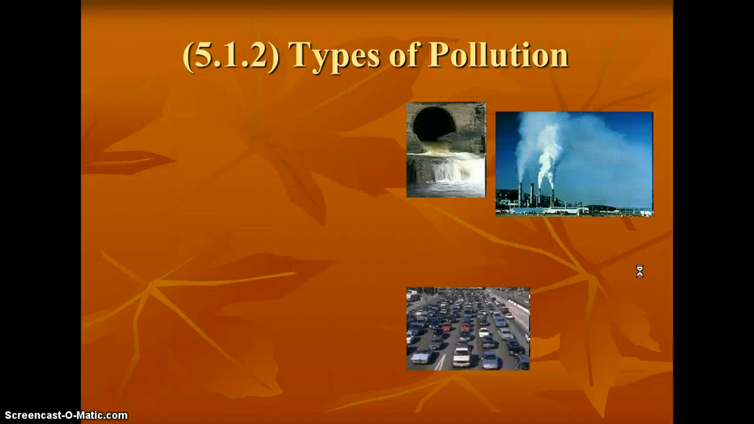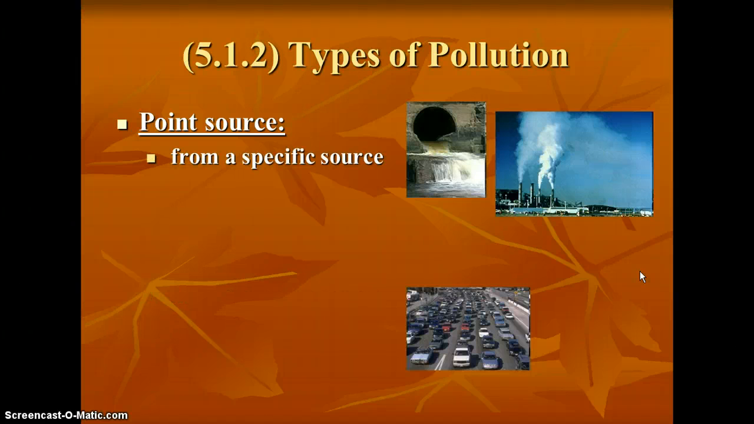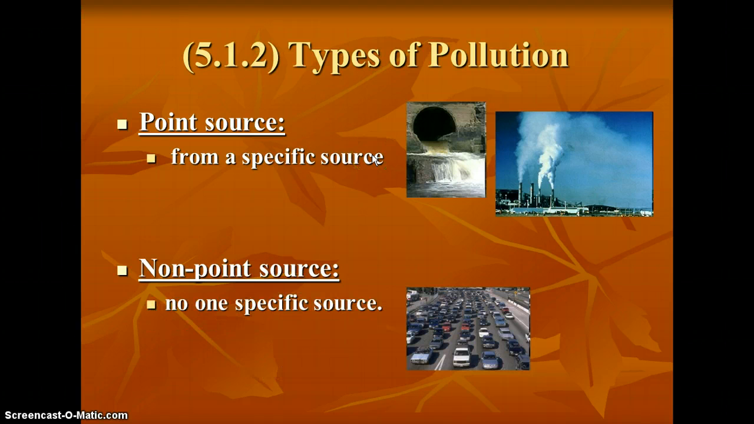All right, let's next talk about the two major categories of pollution. There are point source, things that have a specific point or source, and non-point source pollutants. Let's give some examples. A point source pollutant would be something like a factory. I could easily figure out what is the toxin maybe coming out of that factory and where it's coming from.